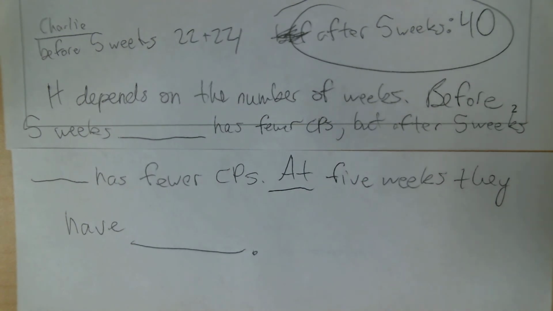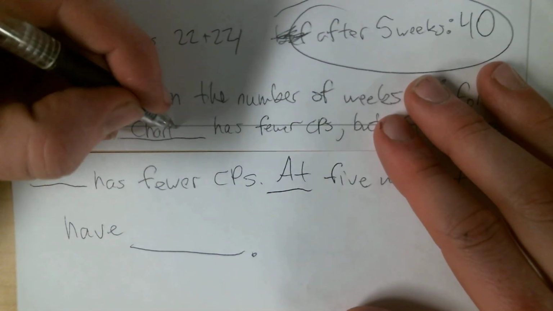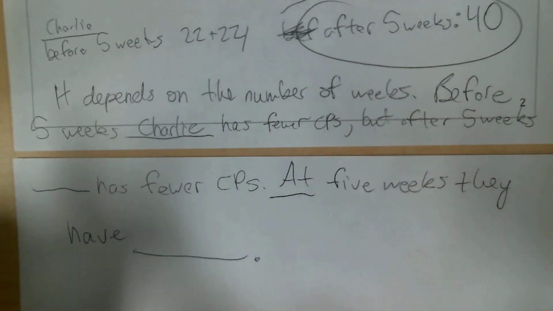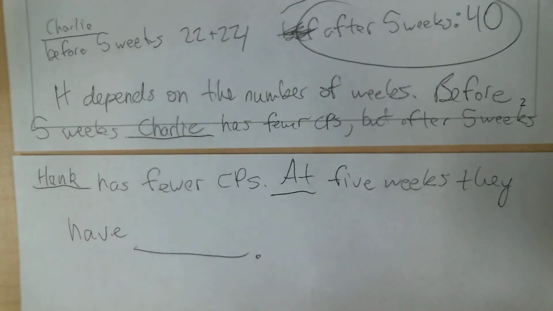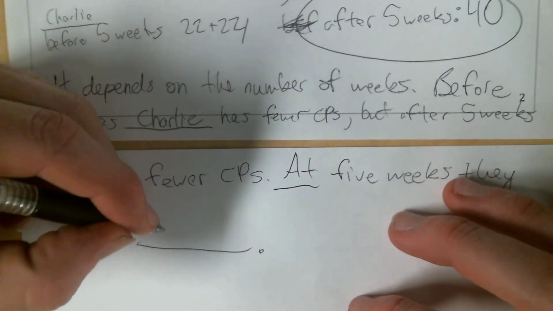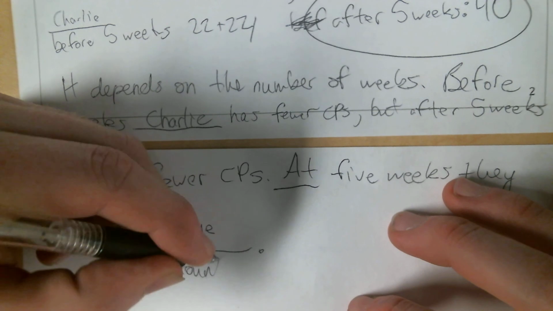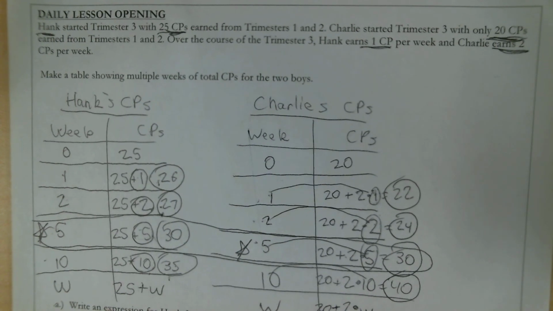All right, so let's see. It depends on the number of weeks. Before 5 weeks, blank has fewer CPs. So we should say Charlie has fewer CPs. But after 5 weeks, blank has fewer CPs. It switches to Hank. At 5 weeks, they have the same number, the same amount. So obviously, it wouldn't matter who you were at 5 weeks. They both have, we can see in our table, at 5 weeks, they both have 30 CPs.